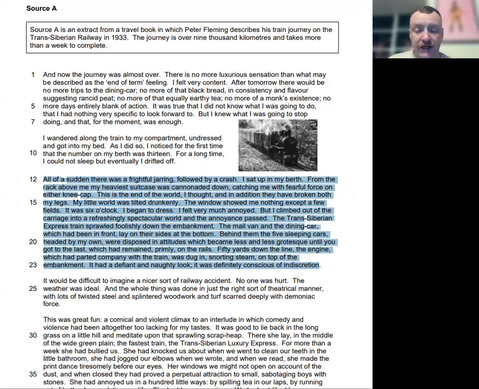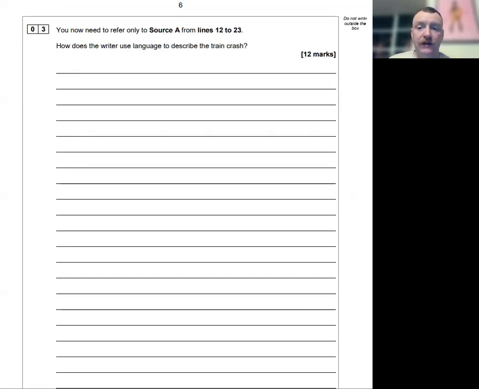It's purely a language analysis question, so we're thinking immediately about verbs, adjectives, adverbs, nouns, more sophisticated language techniques like metaphor, simile, personification, alliteration, onomatopoeia, all those kinds of things. So we're considering how the writer has used language to describe the train crash.